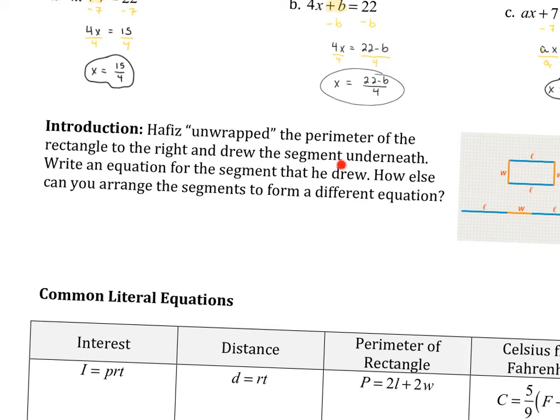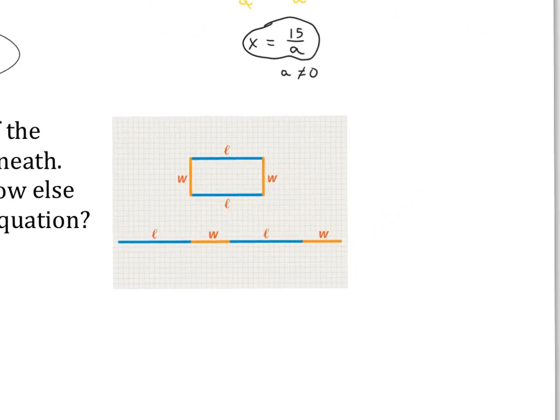Then he drew the segment underneath. Write an equation for the segment that he drew. So what's an equation down here? And then how else can you arrange the segments to form a different equation? So with your partner, go ahead and have a quick conversation and also do it.